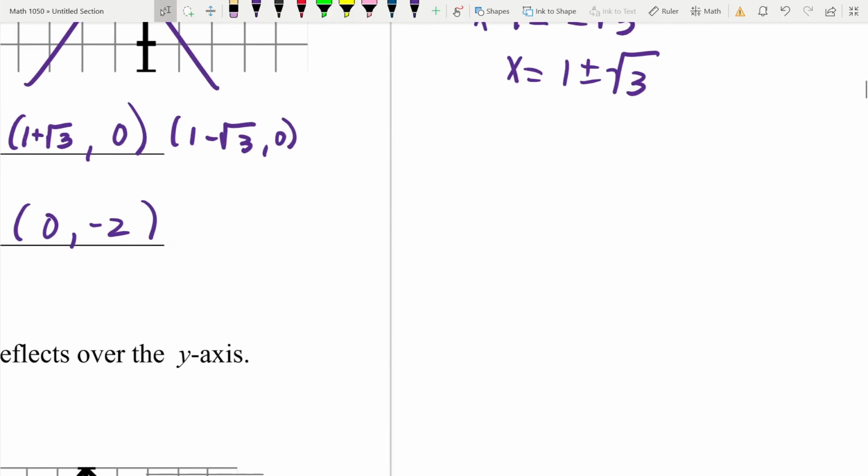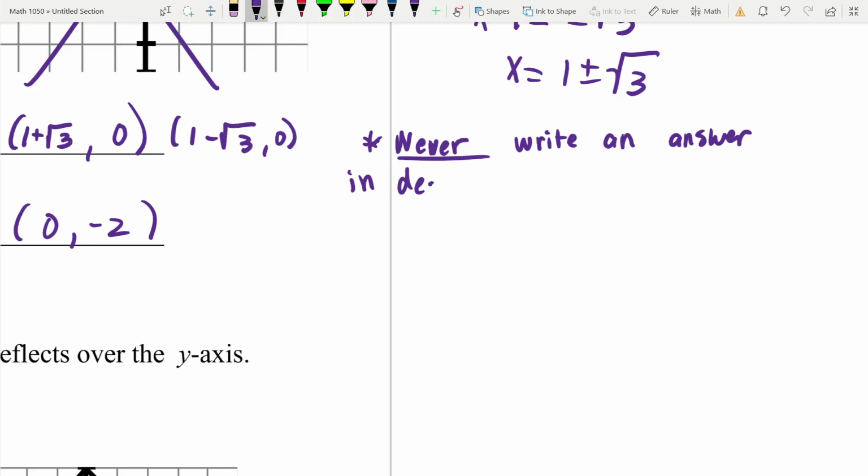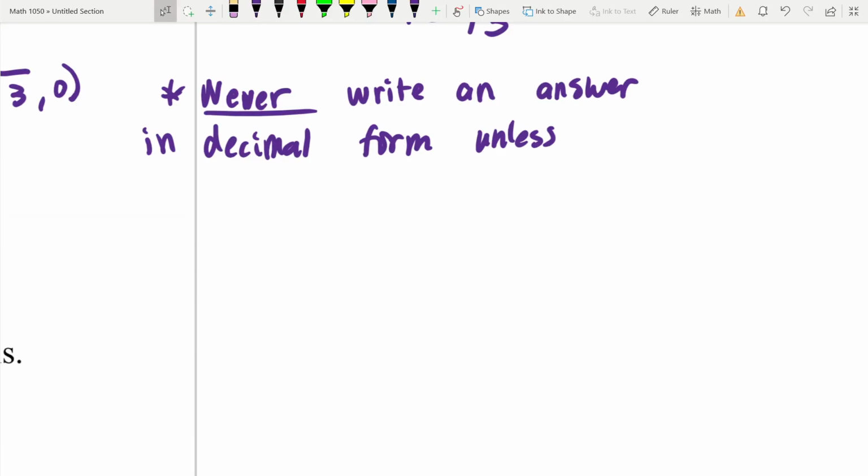Now I want you to write a note right there to yourself. Write this down. Never, and underline the word never. Never write an answer in decimal form unless, anybody in my 1010 class, you better know the answer to this question because I pounded it in your head. Finish my sentence. Unless they tell you to. Yes, unless they tell you to.